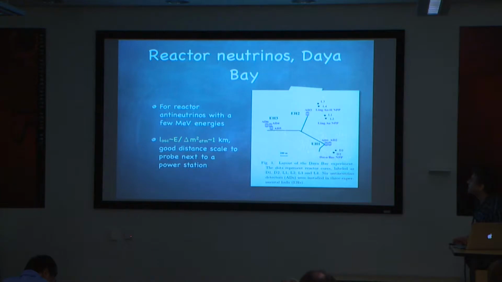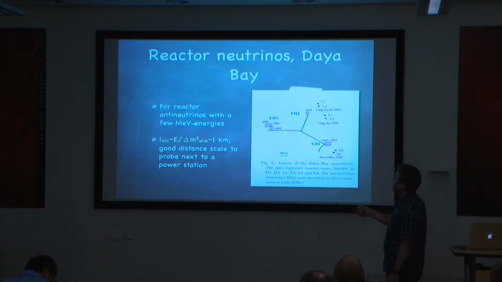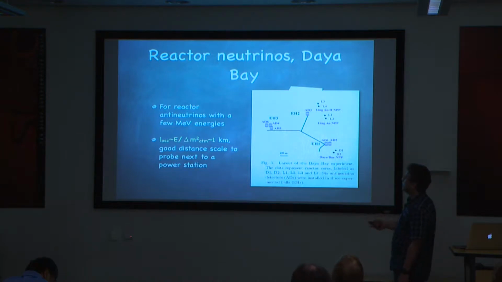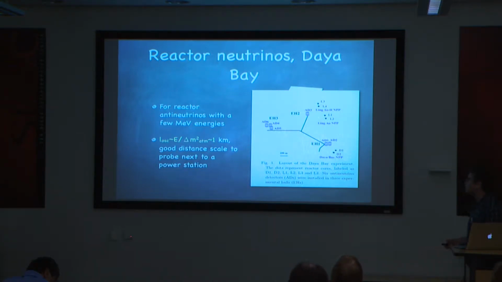Now, the third distance scale is that you have reactor antineutrinos. They have, again, energies of a few MeV, but now you divide by the bigger splitting, atmospheric, and then instead of 100, you get distances of a few kilometers, and these are good distances to probe if you park your detectors close to a power station, and this is how Daya Bay and RENO have discovered this theta 1,3.